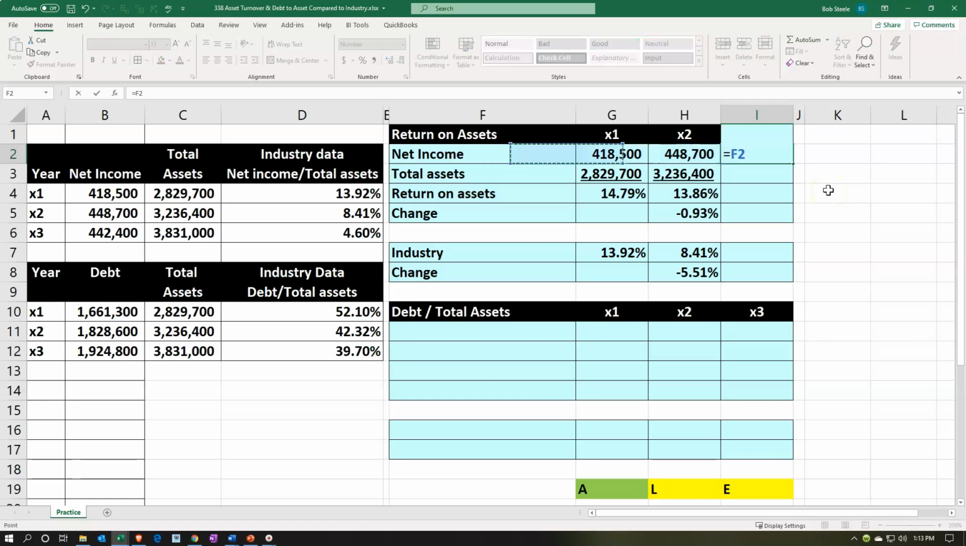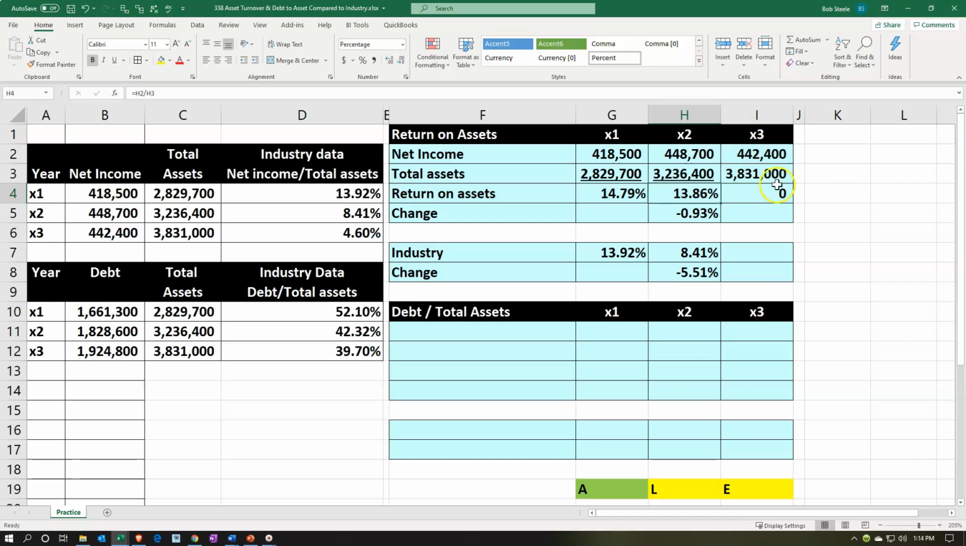So let's look at the third year. We're going to say third year, we've got the net income compared to the total assets. Let's divide that out. This equals the net income over the total assets. We'll go ahead and format paint this. Let's highlight these 3 cells this time. Go to the Home tab, Format Painter, select these items. So okay, now we're at 11.55.